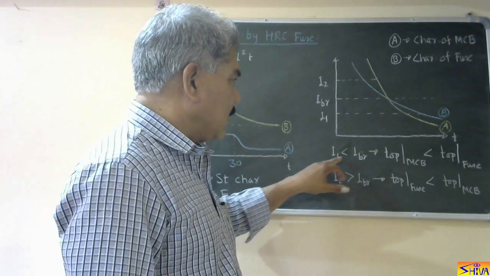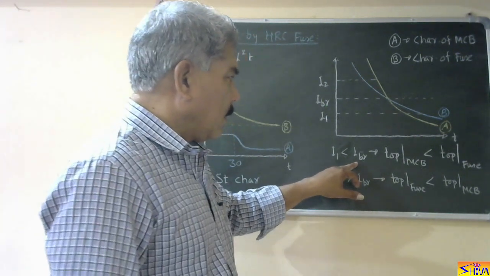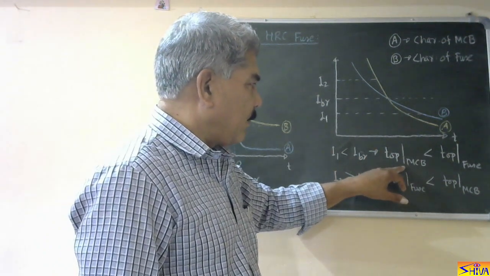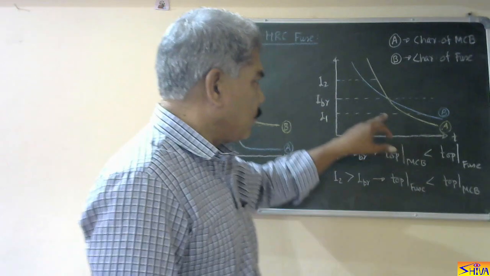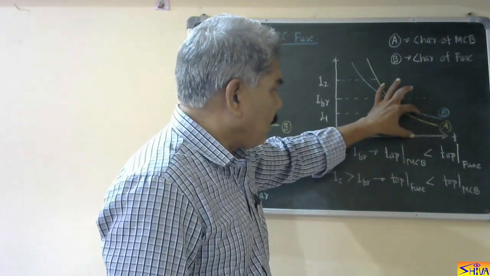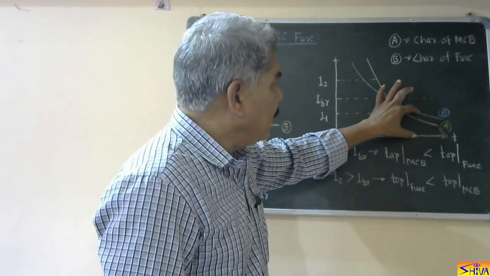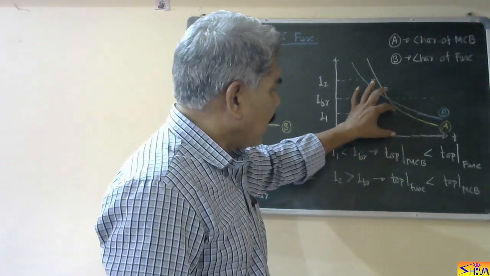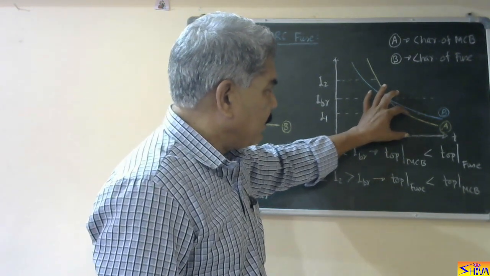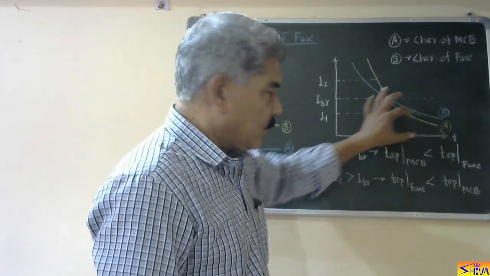So if current is less than breaking current or breaking capacity of this MCB, then operating time of MCB is less than operating time of fuse. You can see here, if we consider this current I1, this is the operating time of fuse, and this is the operating time of MCB. So operating time of MCB is less than that of the fuse.